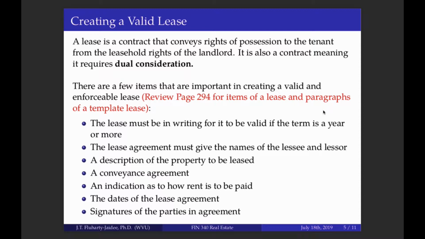And you want a description of the property that will be leased. Typically for apartments, this is just what address do we have, and that's enough to identify what apartment you're in. If it is a larger property, you may get all the ways into that metes and bounds that we discussed at the very beginning of the semester. You will list a conveyance agreement, which says that the property is going to be provided to the tenant, and here are the rights which are being conveyed from the landlord, typically just possession. Okay. An indication of how rent is to be paid.